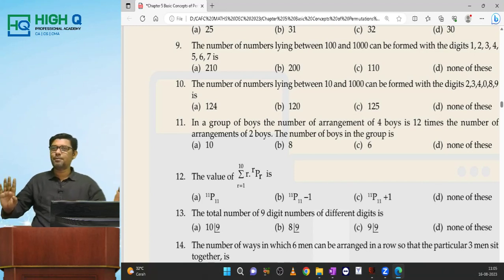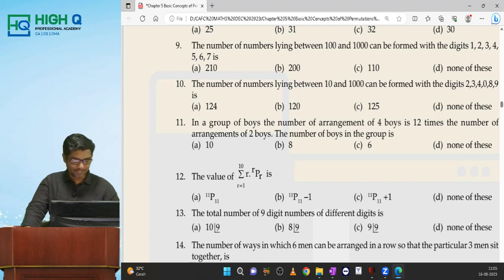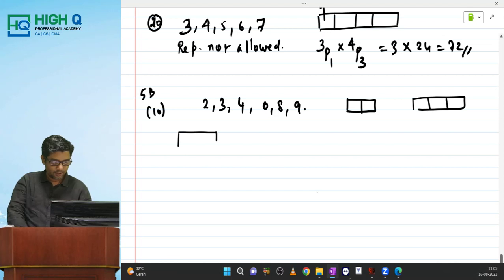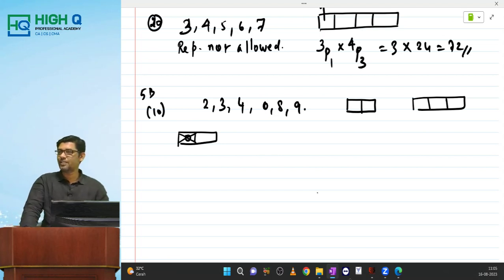So, a 2-digit number or a 3-digit number is to be formed. That's it. Fine. First, the 2-digit number. What is the hidden condition? 0 cannot be in the first place.